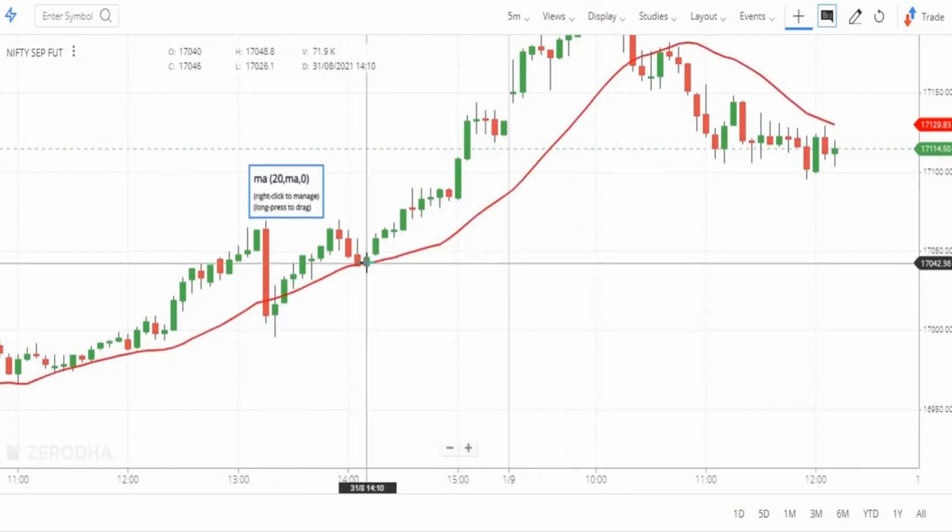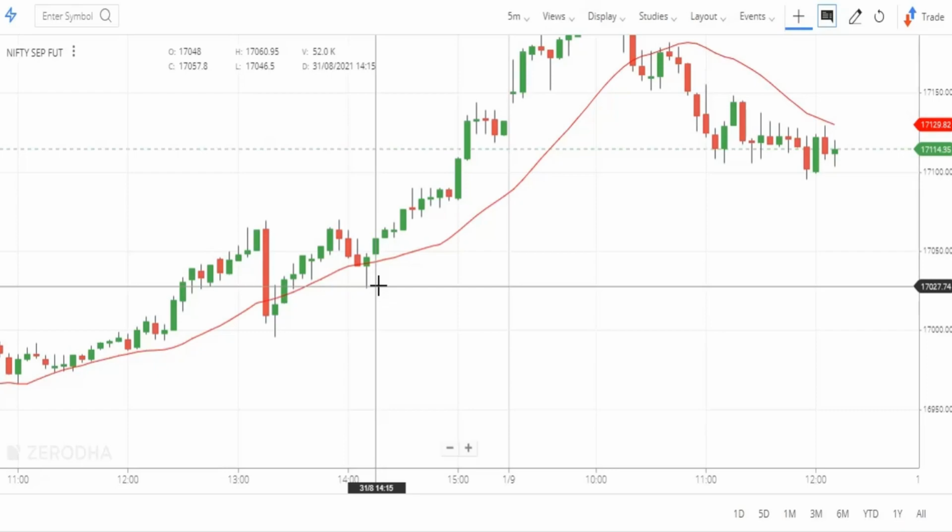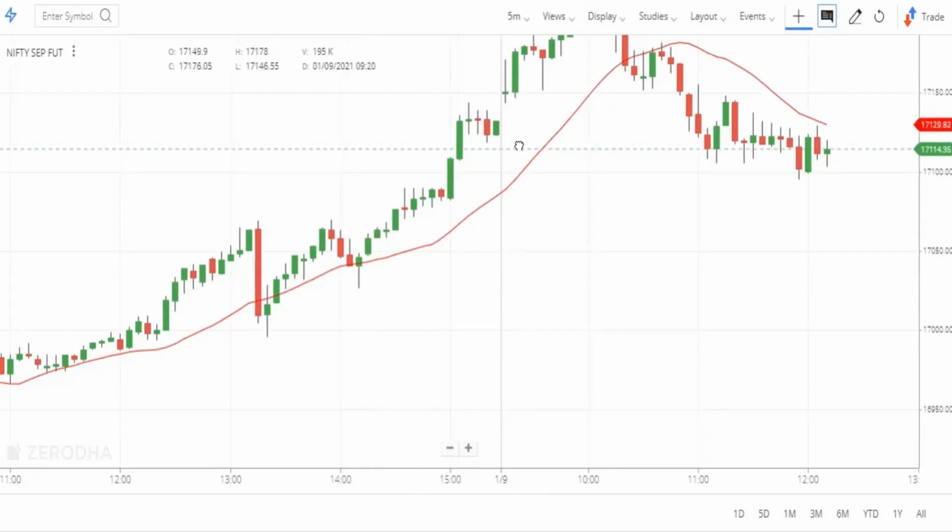So again, over here, it broke down below. People thought that it might fall now. No, it went up. So this is how it works.